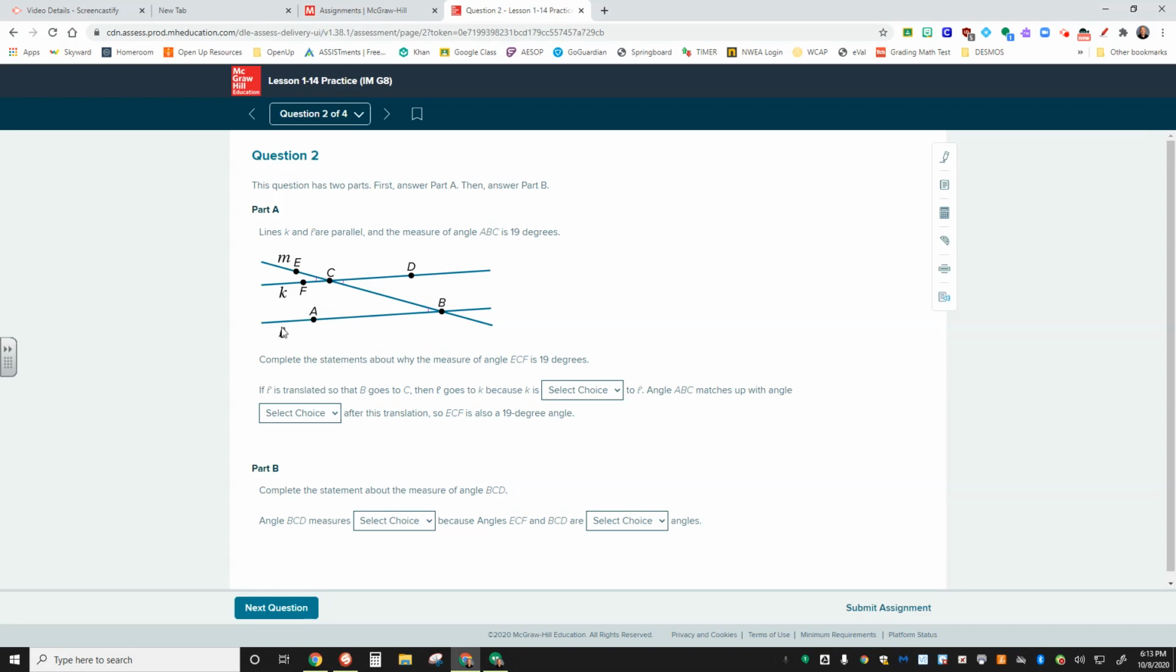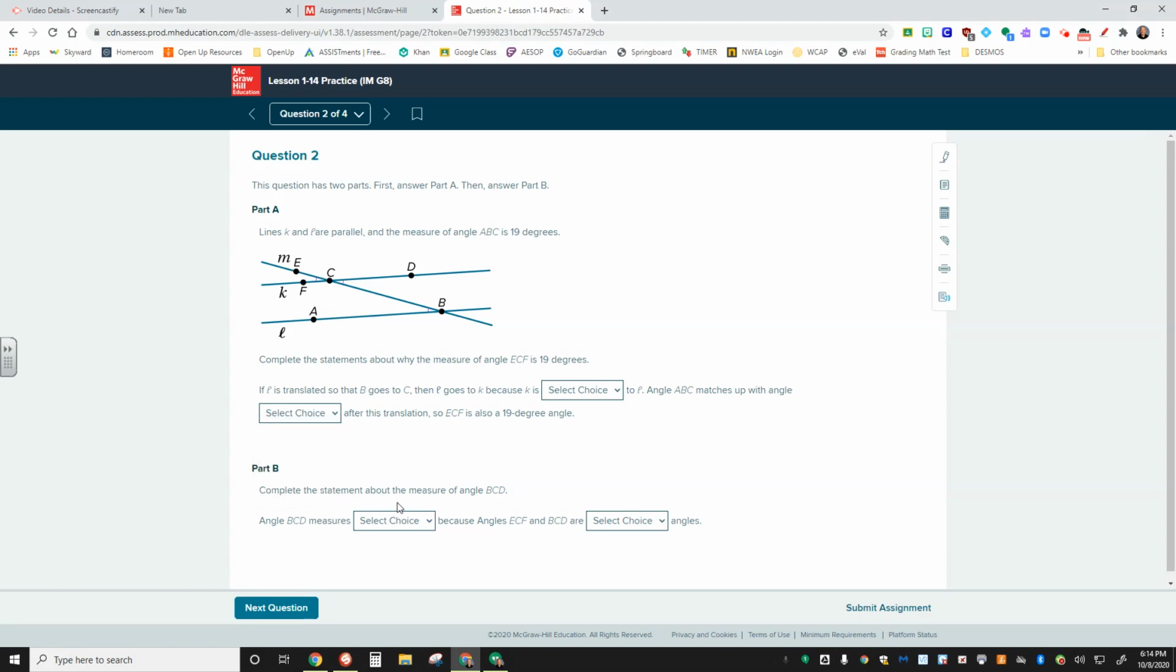Well, if line L down here is translated so that B goes to C, then L goes to K because K is perpendicular or parallel. Well, if you read your directions up here, it'll tell you the answer to that one. And then we continue on and look, angle ABC matches up with the angle. And then we need to choose which of these angles that are listed here is the correct angle where angle ABC, this angle here, matches up to the other angles.